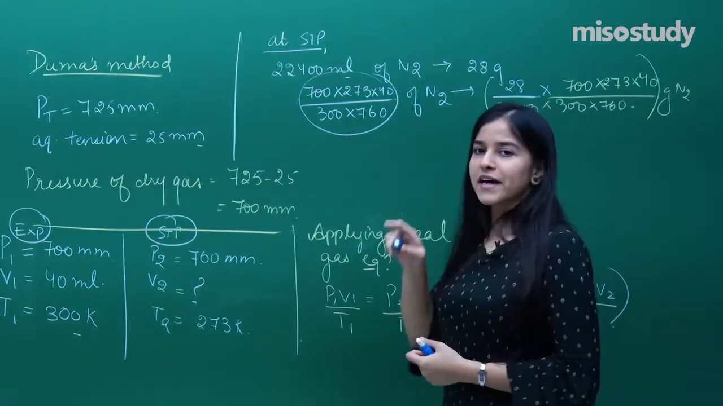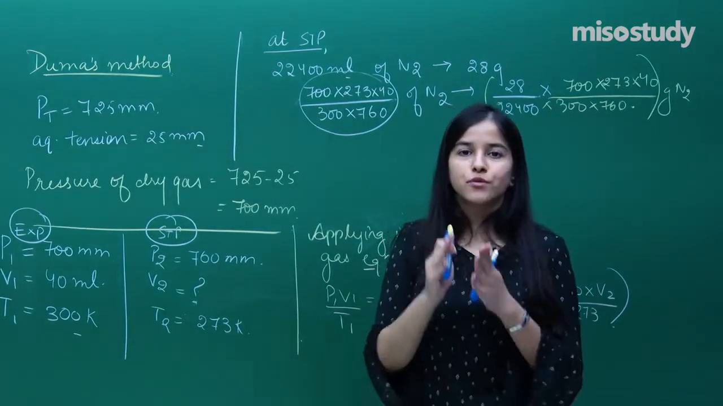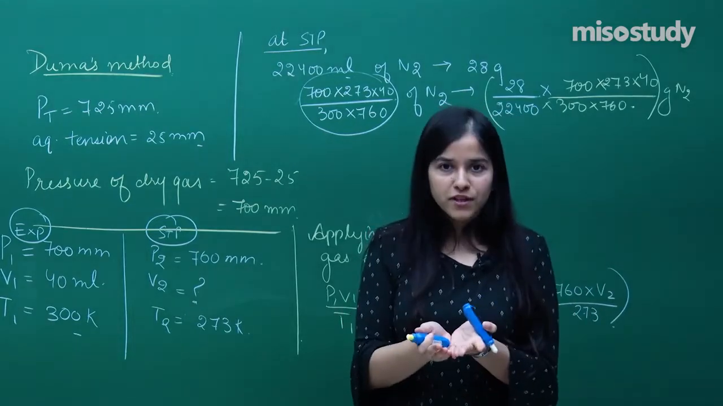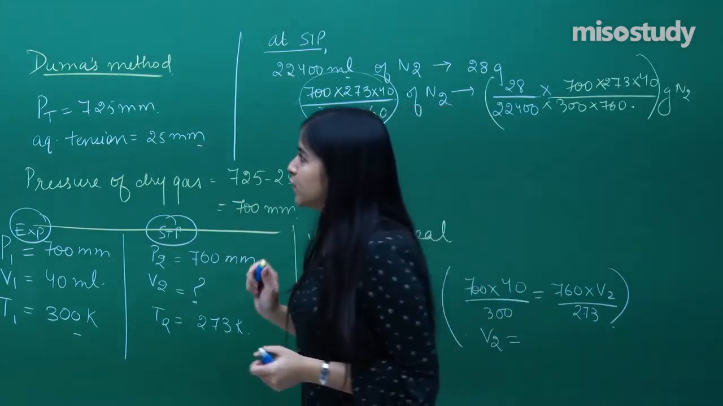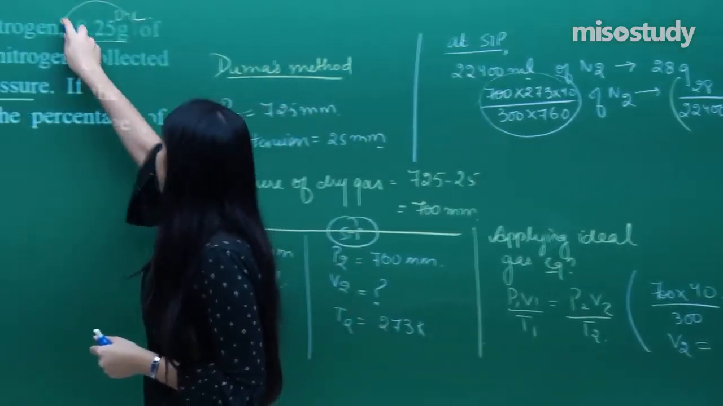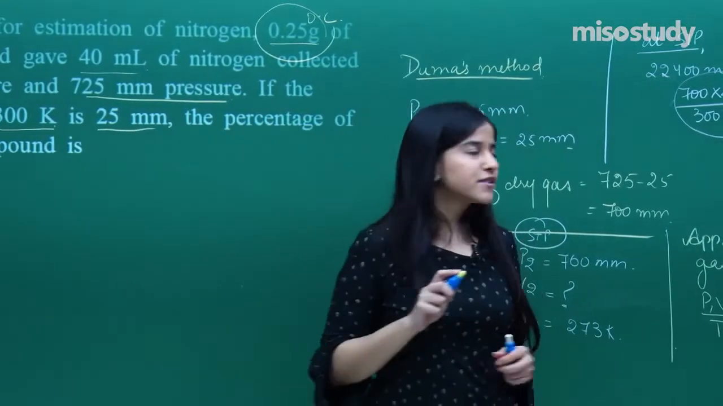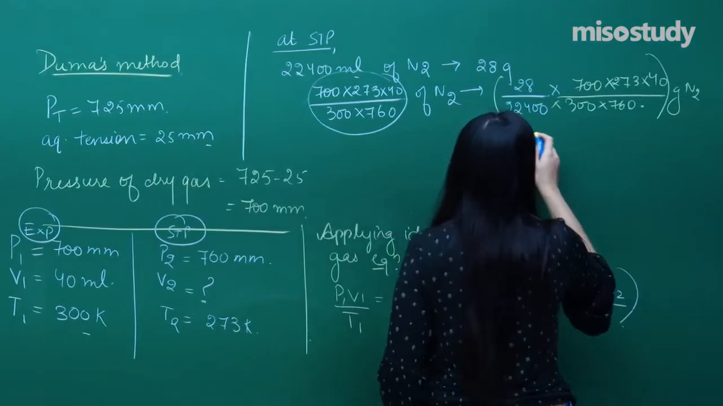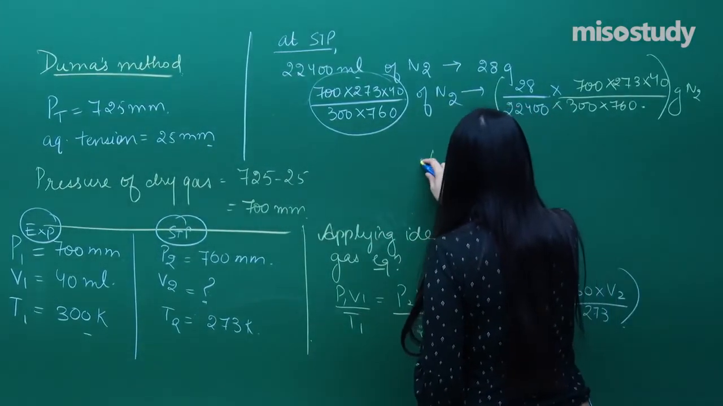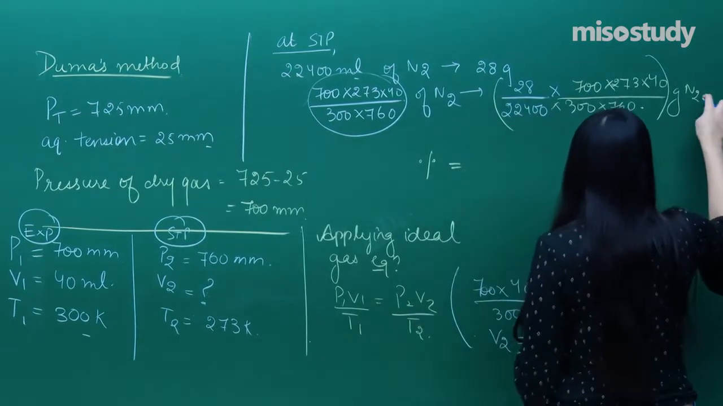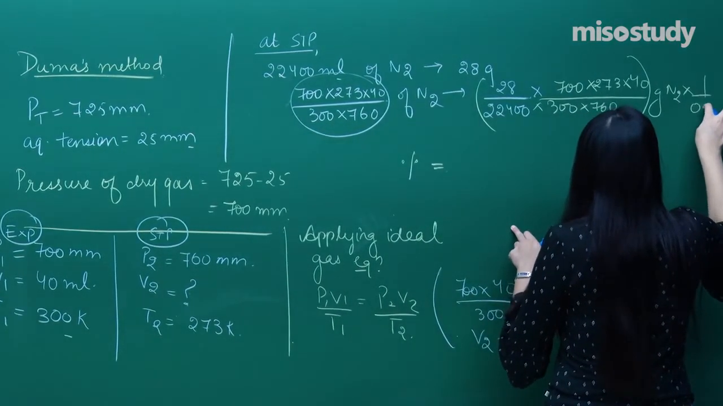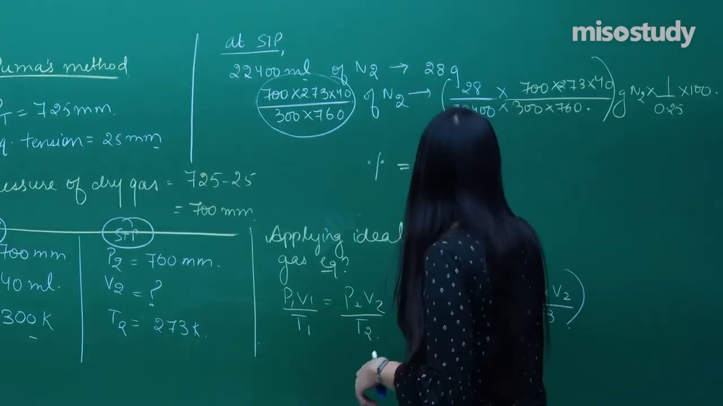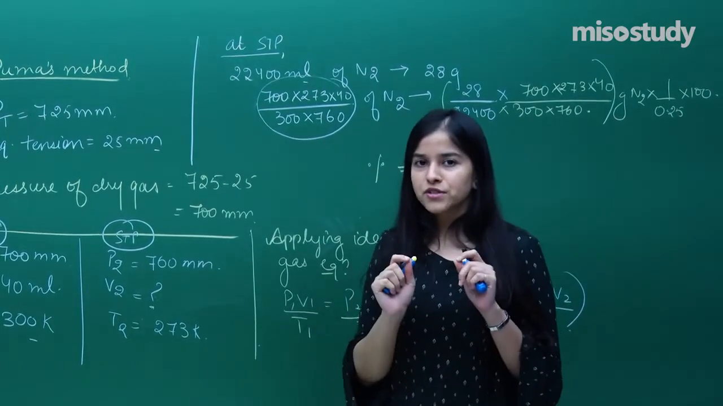So once you get the grams of nitrogen, you can easily find out the percentage. For that you need the total mass of the organic compound taken initially. It has been given as 0.25 grams. So the percentage will be this divided by 0.25 into 100. Clear? So here I would like to tell you one thing.